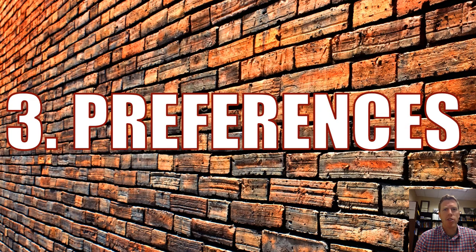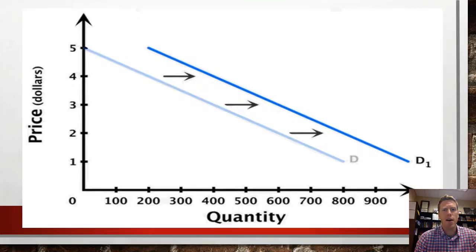Preferences is the next shifter of the demand. This is a rather obvious influencer of demand. If something becomes more popular, then there's more demand out there. If it becomes less popular, there's less demand, right? We can look at this graph here. In this graph, is the item becoming more or less popular?